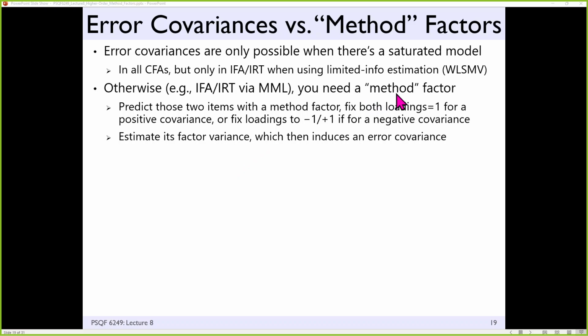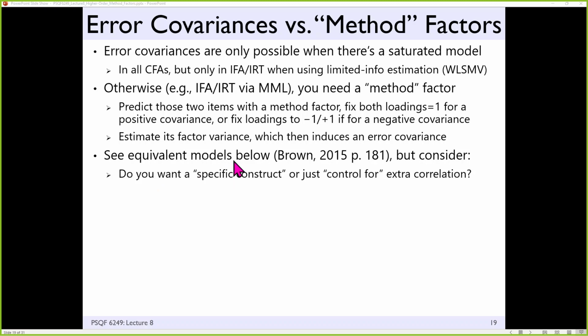So to do a method factor to represent a correlation between two errors, two pairs of items, two items, I should say, you would fix both of their loadings to 1 if it's expected to be a positive error covariance. If it's a negative error covariance, you need to fix one of them to -1, and then you would estimate the factor variance. And that won't be the same value as an error covariance, but it does the same thing. It builds in another reason why those two items would be related. So theoretically, whatever's left over after that is unrelated.